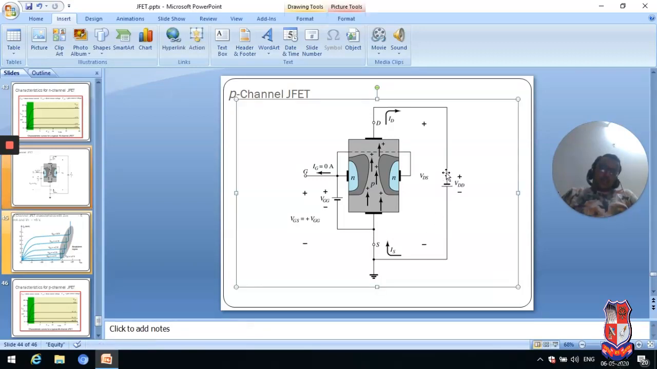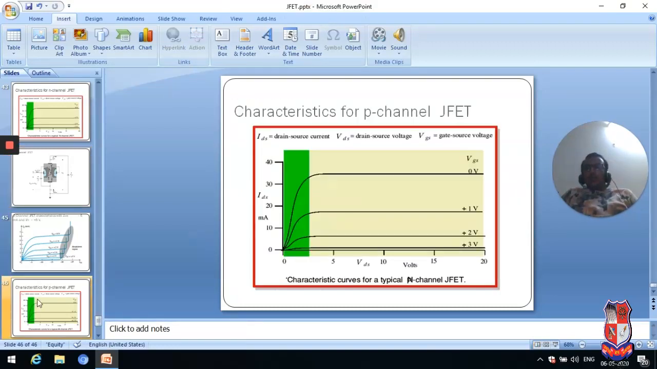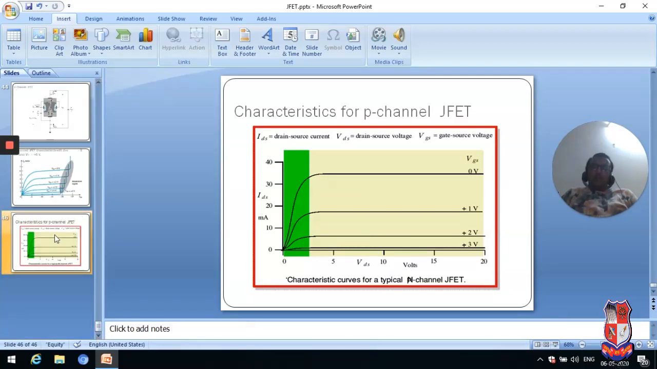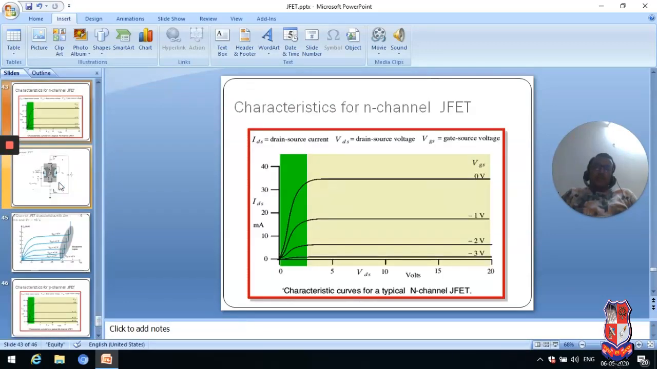And see here, the symbol is changed. Here positive voltage and here negative voltage. So it is considered a P-channel JFET. Plus 0 volt, plus 1, plus 2, plus 3. This is the characteristics of P-channel JFET. So it is the complete characteristics of P-channel JFET that I have discussed.